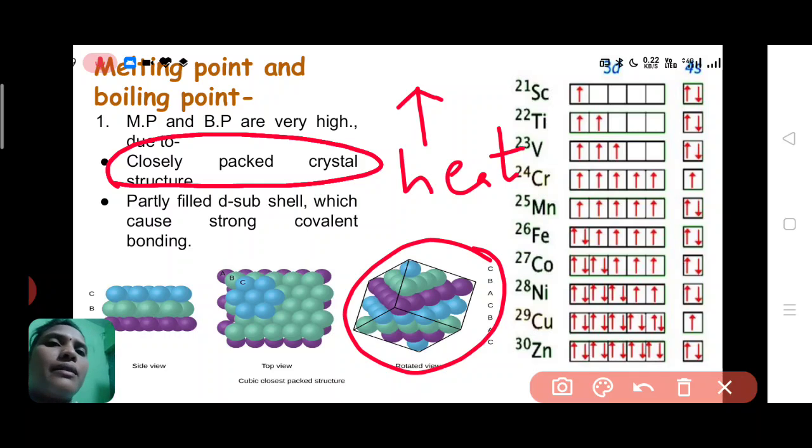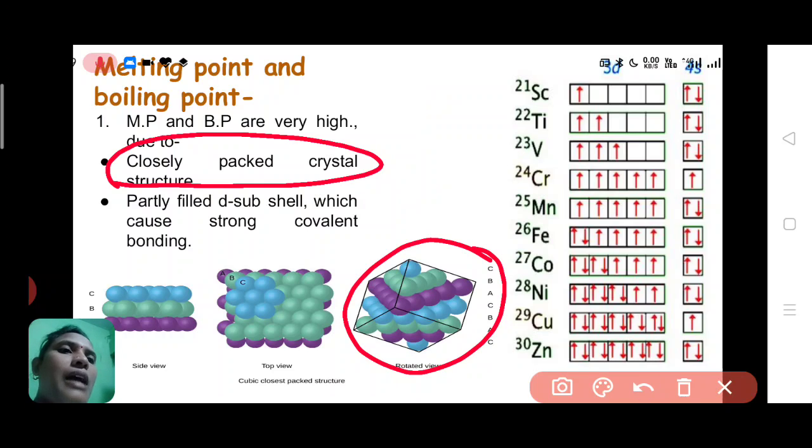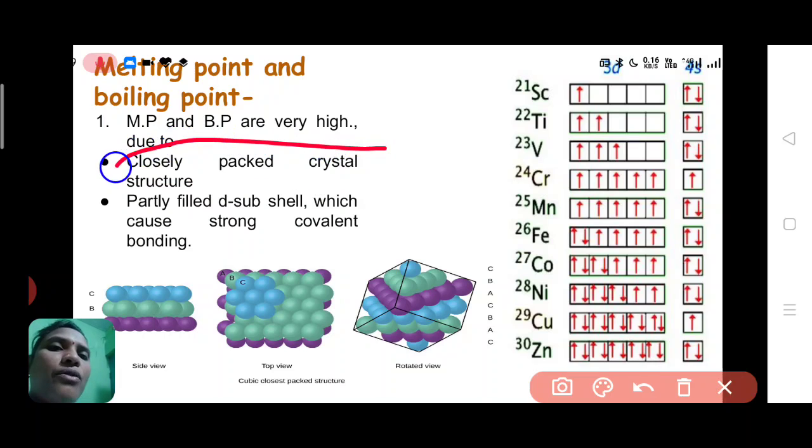to melt any particular metal. So why do the d block elements have high melting and boiling points? Because they have closely packed crystal structure. And the second reason is they show a partly filled d subshell.